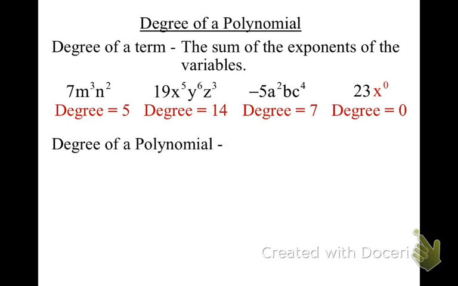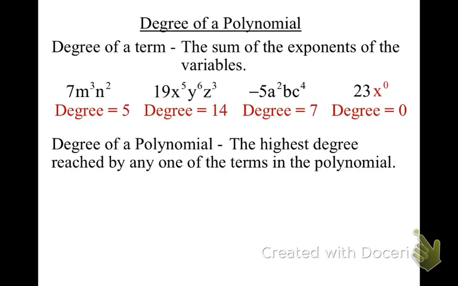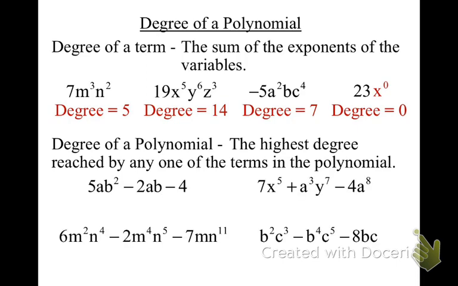Then we can find out the degree of a polynomial. And the degree of the polynomial is really designated by the highest term in the polynomial. So for instance, this term is a third degree term. This is a second degree term. And this is a 0 degree term. So it would be a third degree polynomial because we go with the highest term. Okay? Pause the recording and do the next 3 on your own.